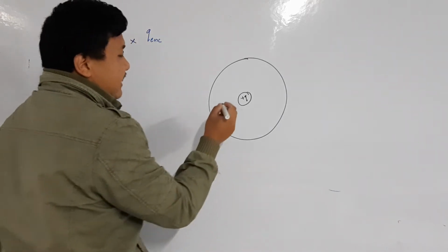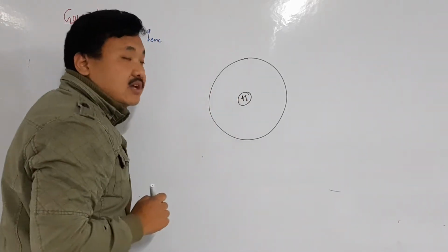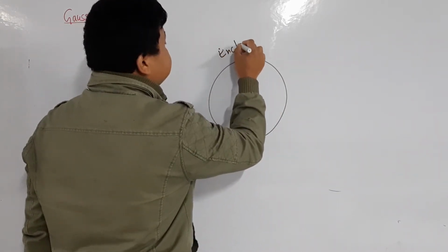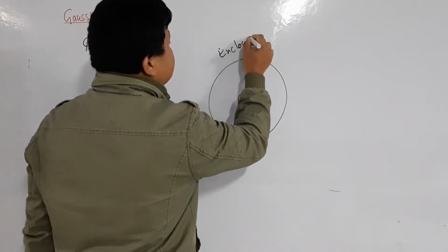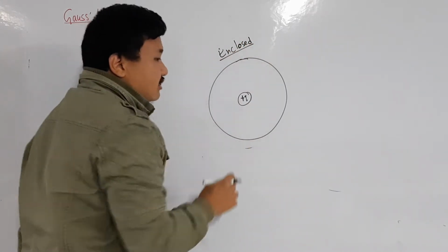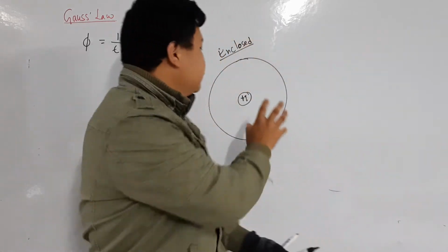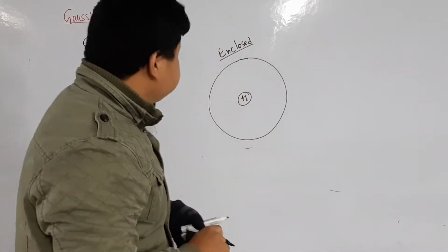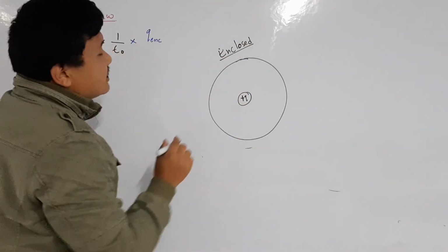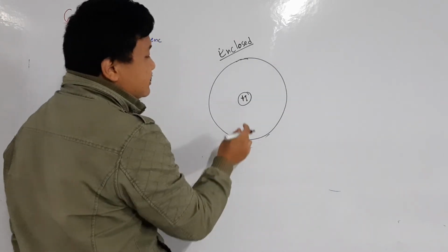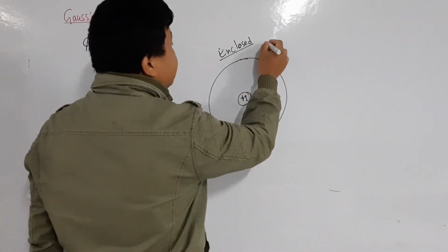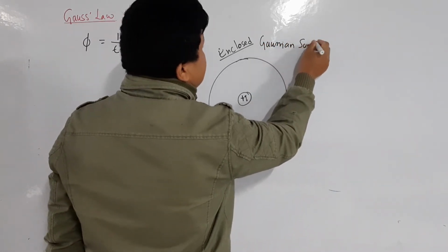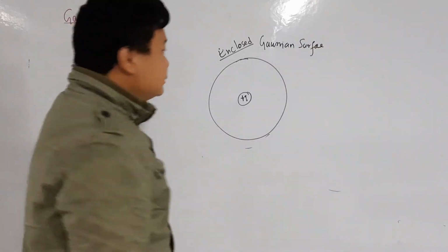For an example, I have a positive charge here which is enclosed by this surface. Please remember, enclosed. It is a sphere which is enclosing the charge all around. Now see, this surface which is enclosing this charge is called my Gaussian surface.